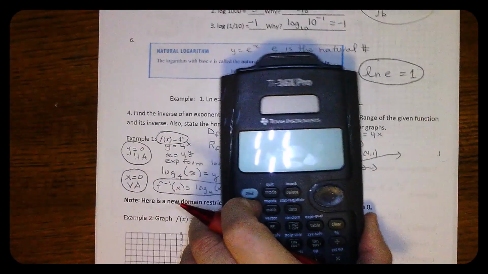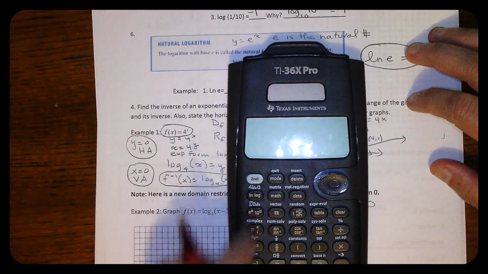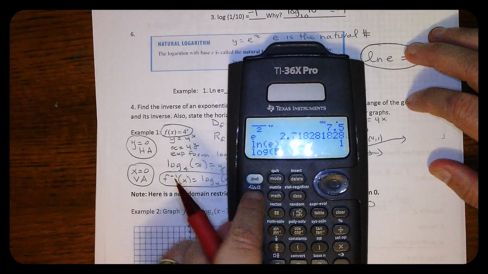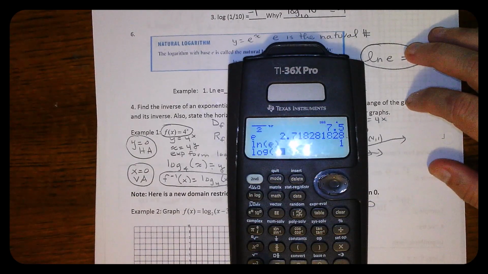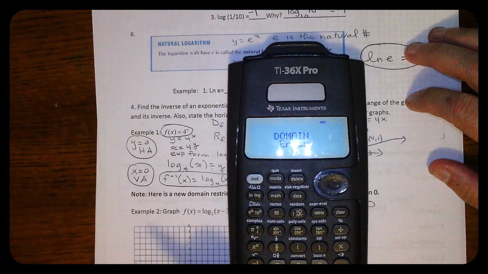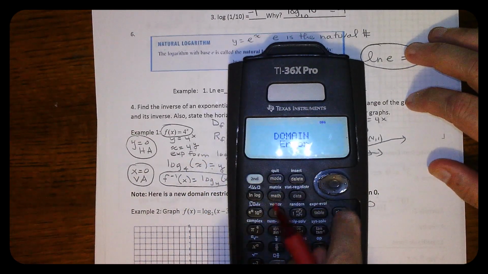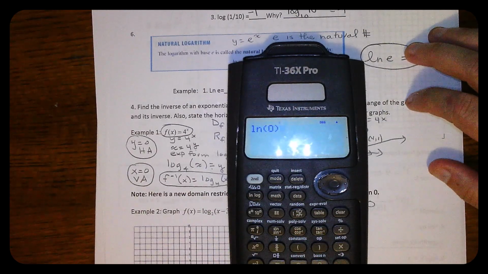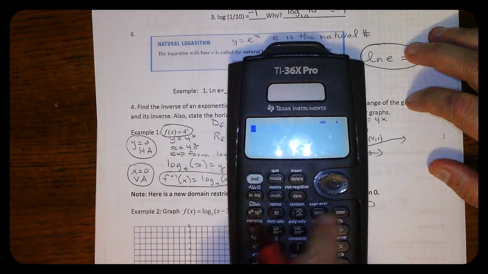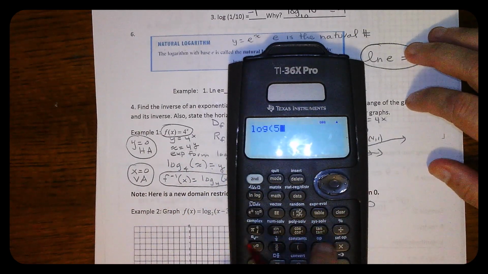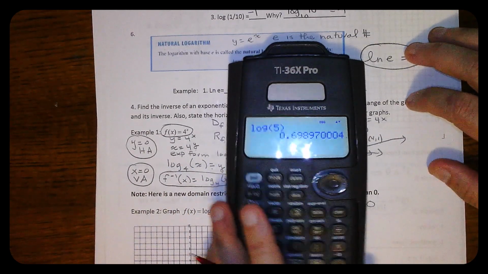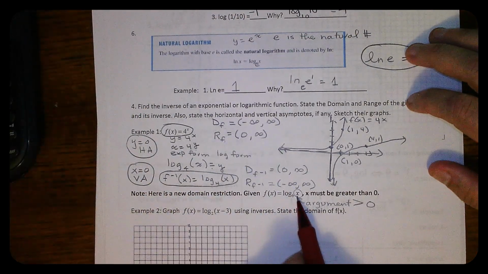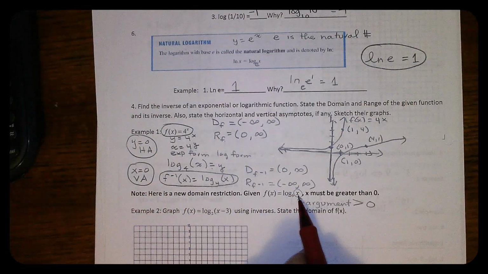All right, so let me show you. If I put in, let's do a base 10 common log, log of -3, it does not like that, says domain error. If I put in log of 0, does not like that, domain error. But if I put in log of 5, it'll give me that. So this argument right here cannot be negative.